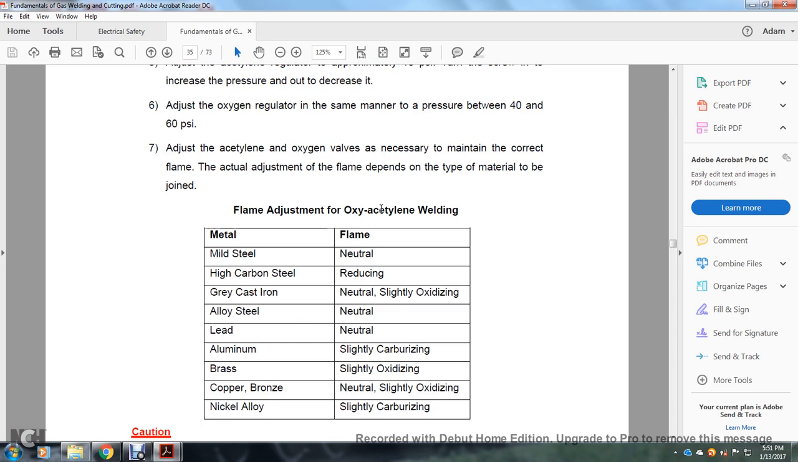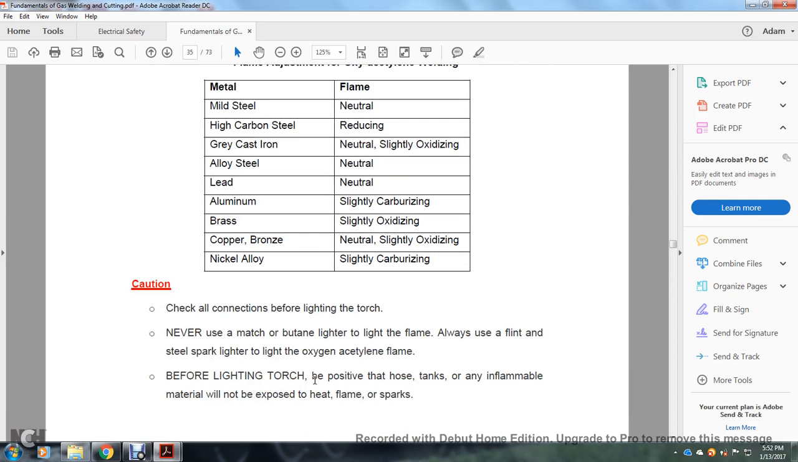Flame adjustment for oxyacetylene welding: mild steel, neutral; high carbon steel, reducing; gray cast iron, neutral to slightly oxidizing; alloy steel, neutral; lead, neutral; aluminum, slightly carbonizing; brass, slightly oxidizing; copper and bronze, neutral to slightly oxidizing; nickel alloy, slightly carbonizing.